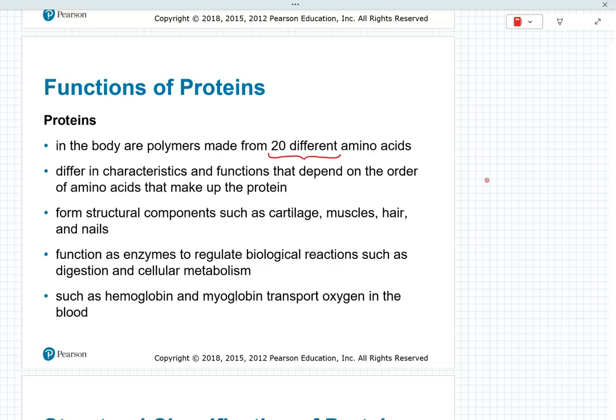Now, full disclosure, currently it is accepted that there are 21 amino acids because there is an amino acid called selenocysteine. I will illustrate it. The structure, and therefore the function, of proteins is determined by the amino acids that comprise them, not only the kind of amino acids, but also the order.